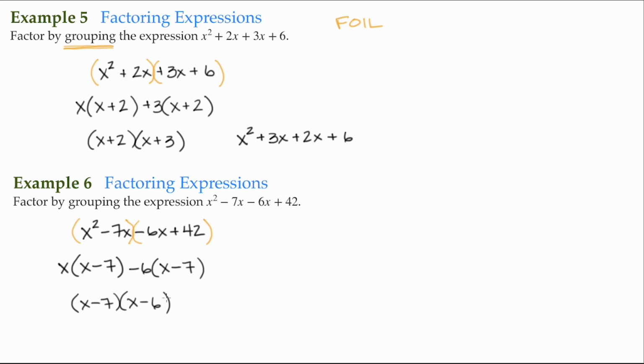Again, we can use FOIL to check. X times x, x squared, x times negative 6, negative 6x, negative 7 times x, negative 7x, and negative 7 times negative 6, 42. And of course, all the terms for this expression match all the terms for this expression. So I think we got it.